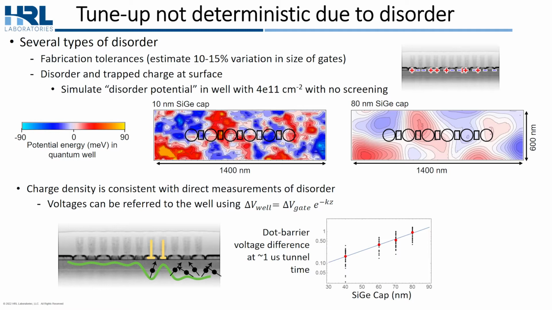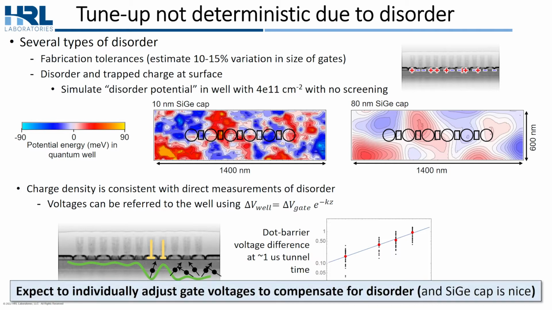And if we do this for several samples over a variety of different silicon germanium cap thicknesses, it's really the scatter in these black points here that's consistent with around 4×10^11 per centimeter squared charge scattered across the surface. But the bottom line here is that we expect to have to individually adjust gate voltages to compensate for disorder. And also the presence of that silicon germanium cap, that's really nice. It makes the problem tractable.